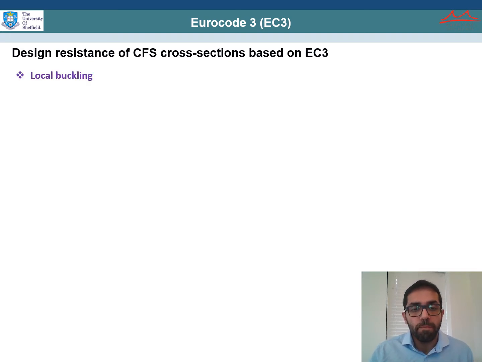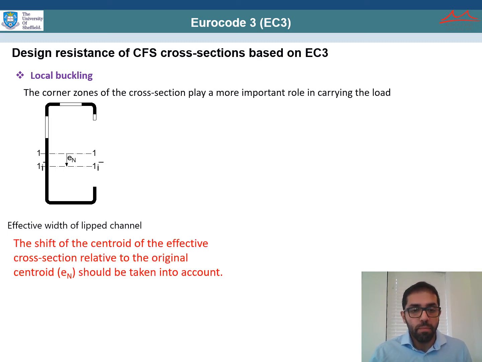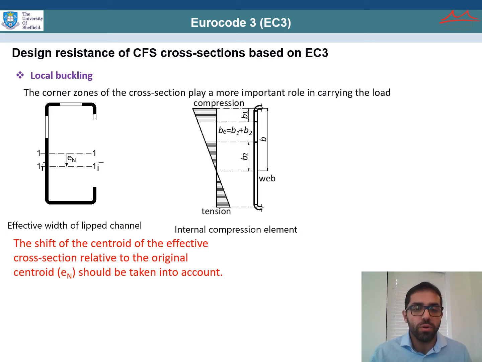Eurocode 3 for local buckling prescribes that the corner zones of the cross section play an important role in carrying the load capacity. And as you can see in this figure, the effective width of the lipped channel section is shown, and Eurocode 3 says that the shift of the centroid of the effective cross section relative to the original centroid, which is called eN, should be taken into account during calculation.